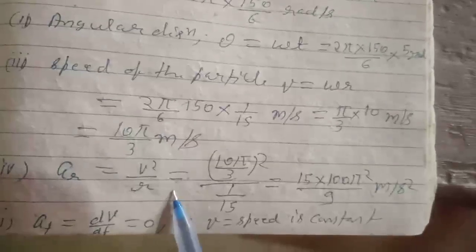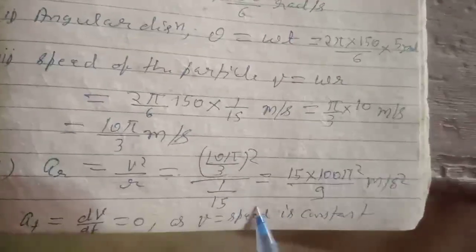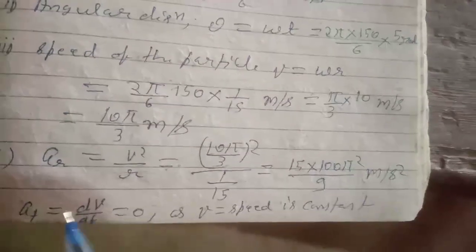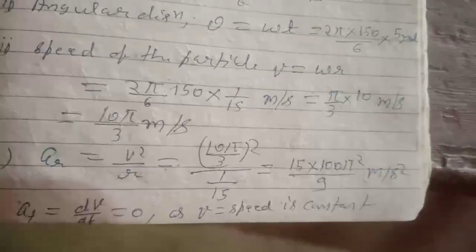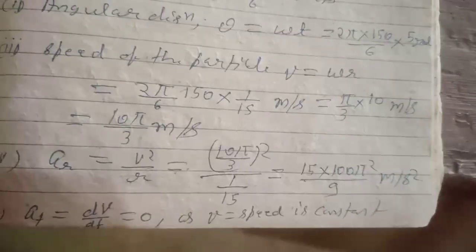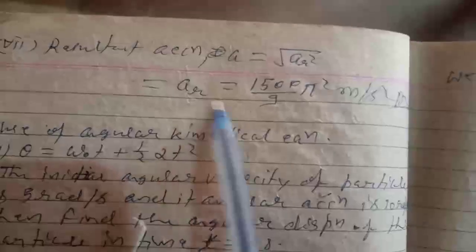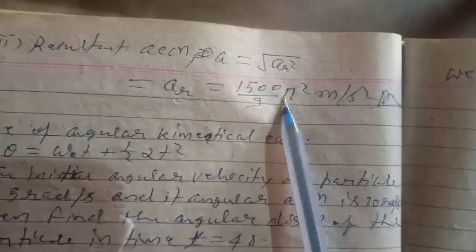a_r equals v square by r, so (10 pi by 3) whole square by 1 by 15 equals 15 into 100 pi square by 9 meter per second square, and a_t equals dv by dt equals 0 as speed v is constant. Hence resultant acceleration a equals under root a_r square equals a_r equals 1500 by 9 pi square meter per second square, answer.